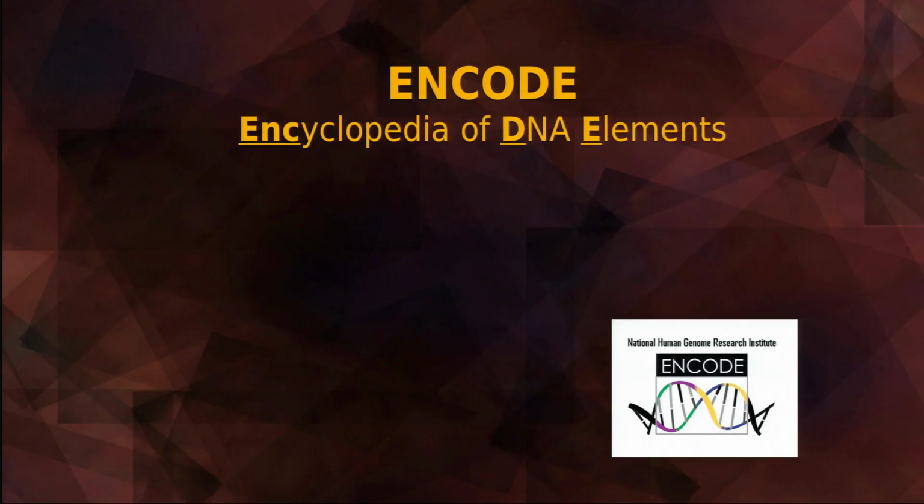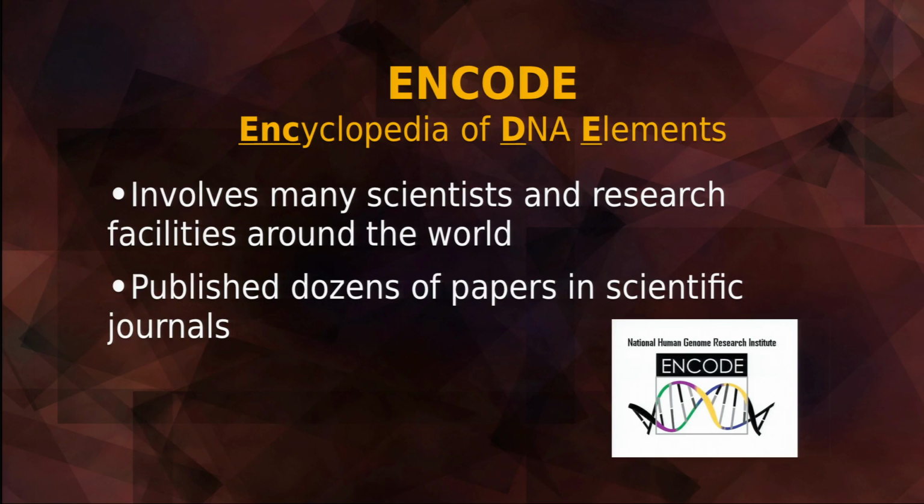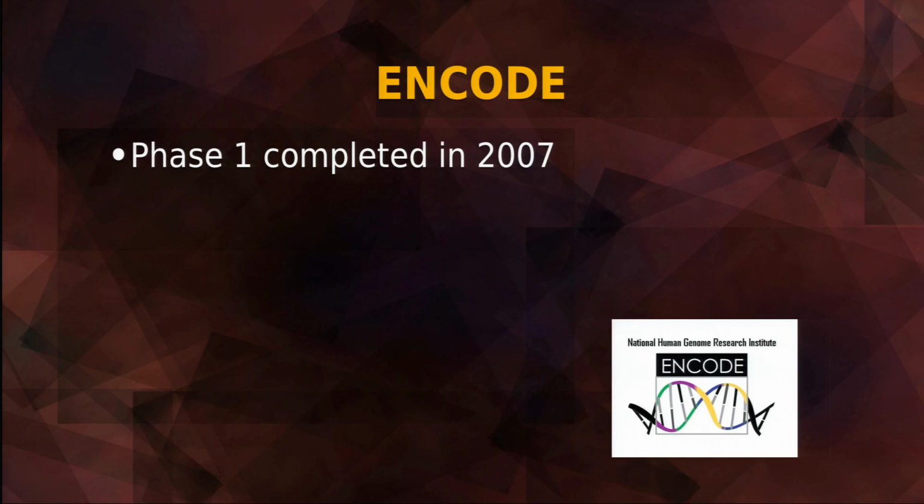But since the release of the human genome sequence in 2000 and 2003, and discovering we only had about 20,000 genes, there's been a lot of interest in studying the junk DNA. And a lot of that research has been done by the group ENCODE. ENCODE stands for Encyclopedia of DNA Elements, and it involves many scientists and research facilities around the world, so it's a collaborative project. They have now published dozens of papers in scientific journals. Phase one was completed, and it's ongoing, so they'll probably have a new release soon, I'm hoping.